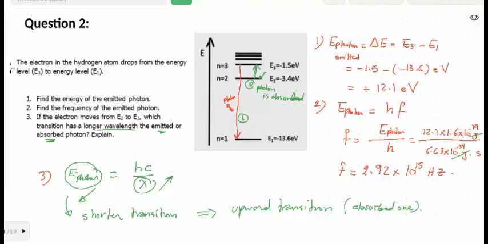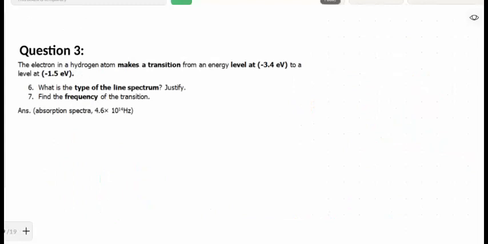Okay. Finished question 2. Question number 3. We continue question number 3. Let me read it together. The electron in a hydrogen atom makes a transition from an energy level of -3.4, this is E initial, to a level at -1.5 electron volt.